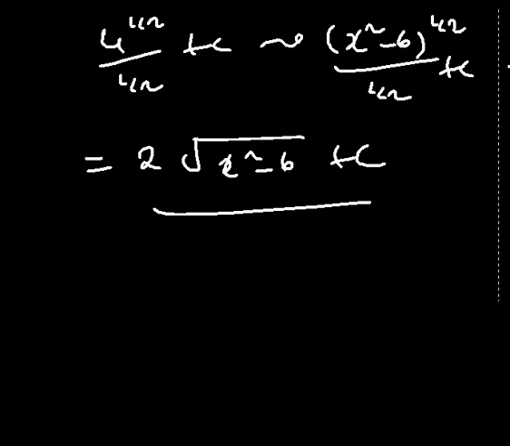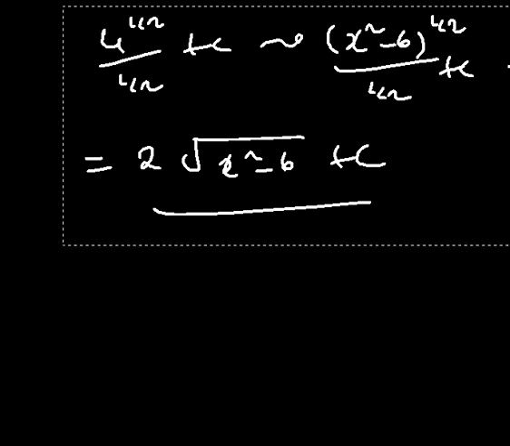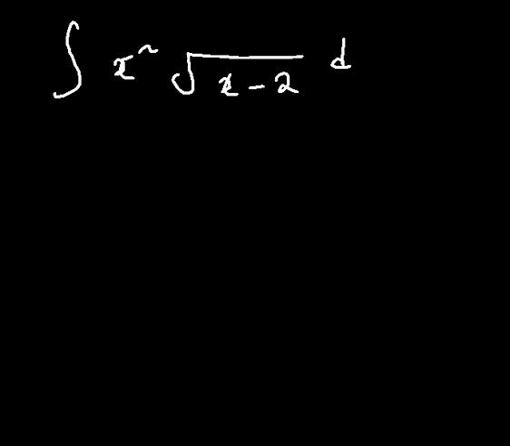And of course, sometimes you can also use what they call the changing of the variables, or u substitution, as well. Let's say we have the integral of x squared times the square root of x minus 2. So how do you think we should integrate this expression?